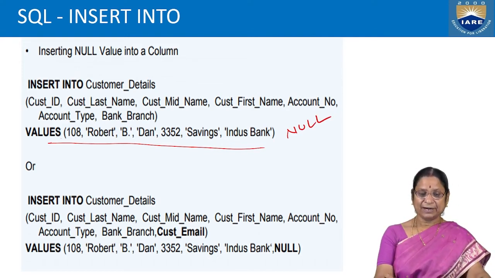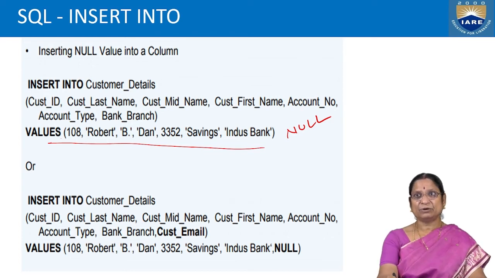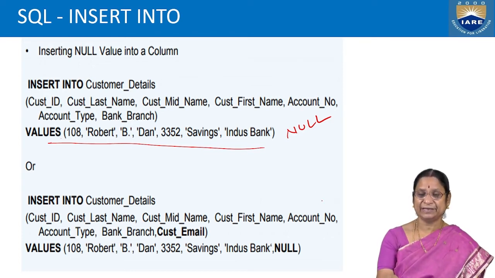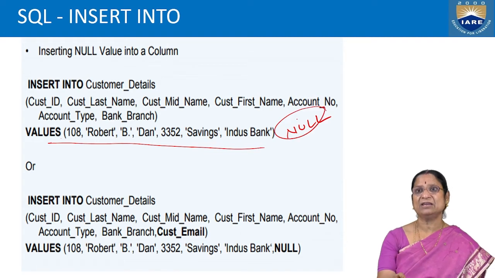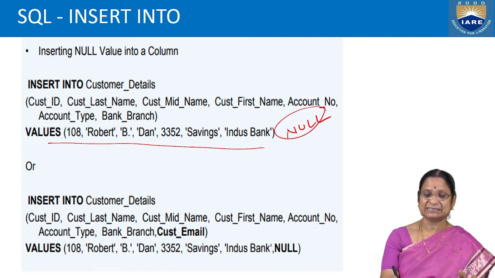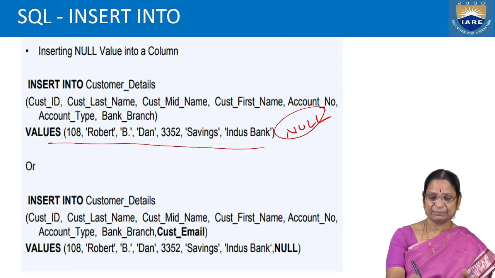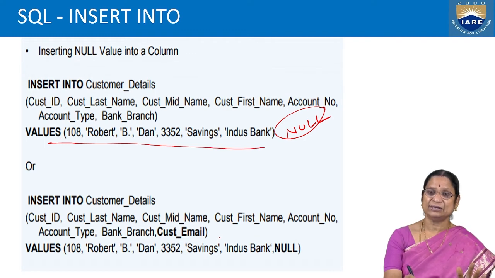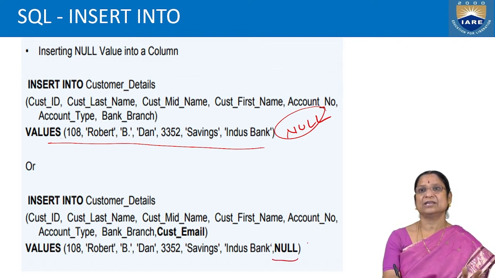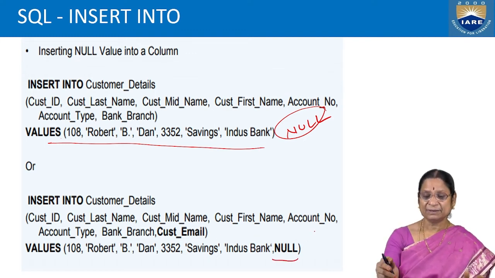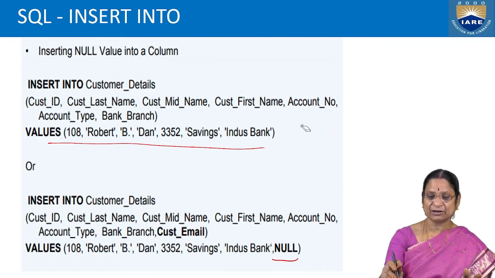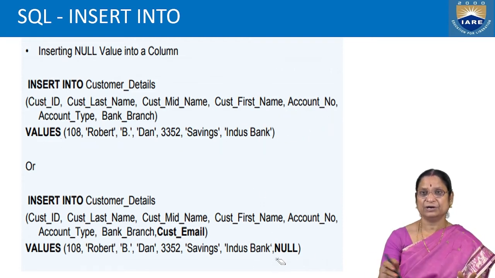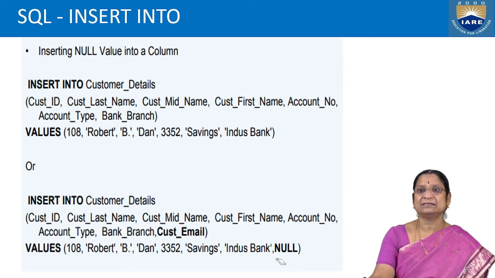Okay. By default, if I didn't provide a value, it will be null. Or explicitly I can provide it. For example, I am using the attribute name customer email, but I don't have a value, so I can provide null, NULL, like this. Remember that this is a keyword, so I cannot use the word null for any purpose other than to insert my data.